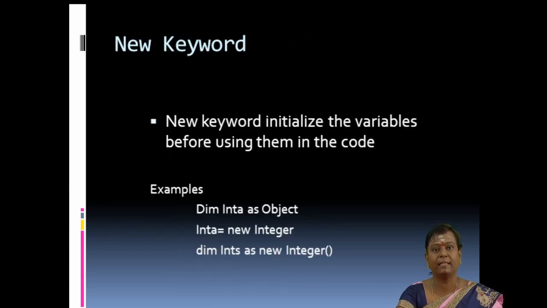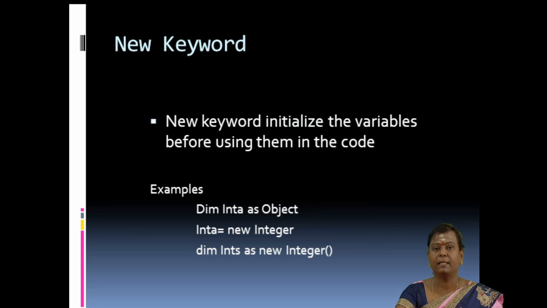Next we have seen Object. Through Object we can declare any data type. For that the New keyword is used. See here, Dim inta As Object. So inta is an object. In the second statement we are declaring which data type it is. For that, inta = New Integer. This inta will be an object, that is, a class of Integer. So through this inta we can use any methods that are present in the Integer data type.